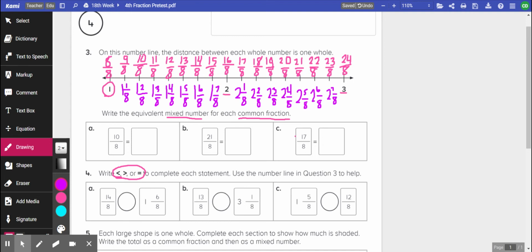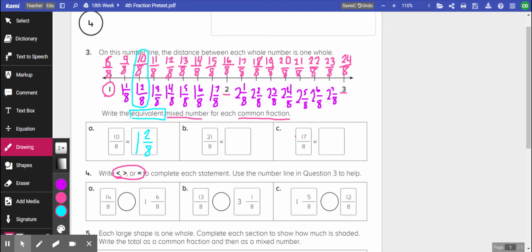But now that I've labeled my number lines with improper fractions on top, or the common fractions is what they call it here, and mixed numbers on the bottom, the problems for 3 and 4 are going to go a lot faster. So I'm going to switch colors again. So the first one, it says write the equivalent, meaning they equal the same thing, or they're at the same spot on the number line, for 10/8. 10/8, I need to find 10/8. That's my improper fraction or my common fraction. What mixed number is at the same spot? 1 and 2/8. That's 1 point.